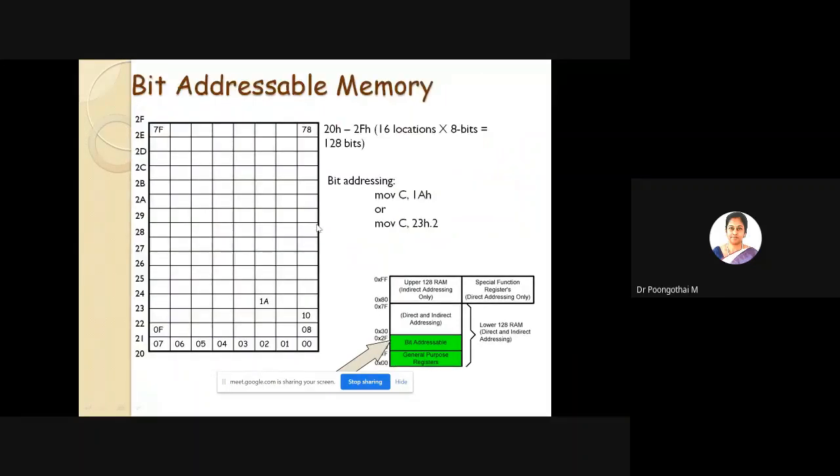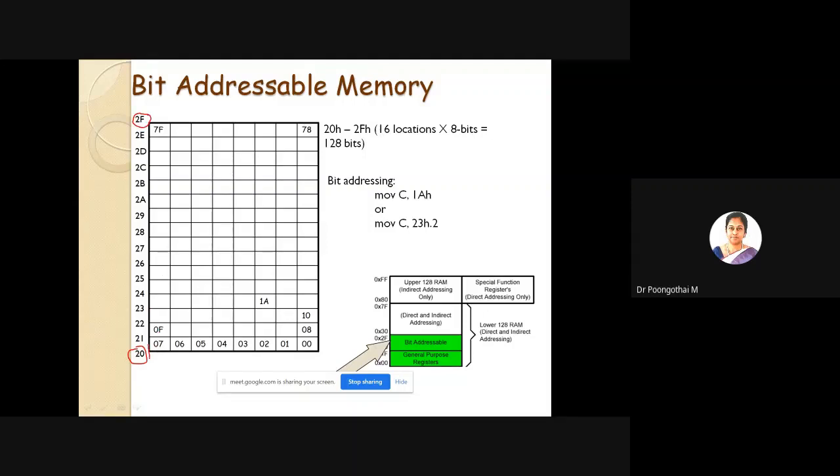So next is the bit addressable memory. The memory space is 20 to 2F, the bit addressable or byte addressable area. So 20 to 2F.